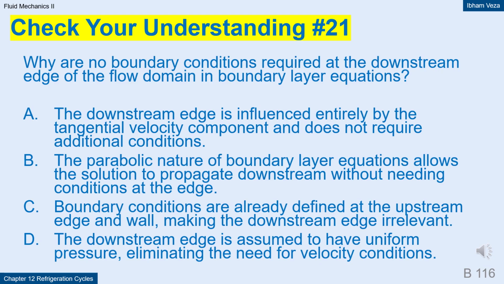C. Boundary conditions are already defined at the upstream edge and wall, making the downstream edge irrelevant. Incorrect because the downstream edge is not irrelevant. It's the parabolic nature that eliminates the need for boundary conditions there. D. The downstream edge is assumed to have uniform pressure, eliminating the need for velocity conditions. Incorrect because pressure uniformity is not the reason. The equations inherently allow for downstream propagation without needing additional conditions.